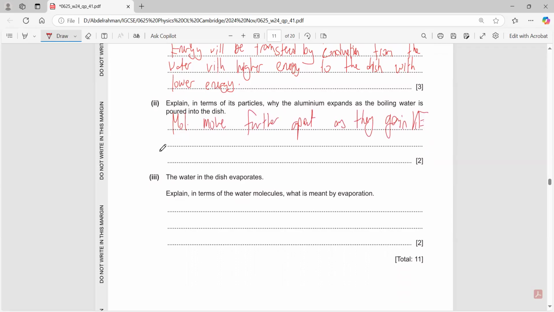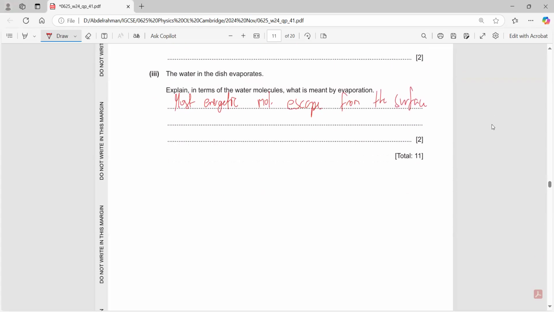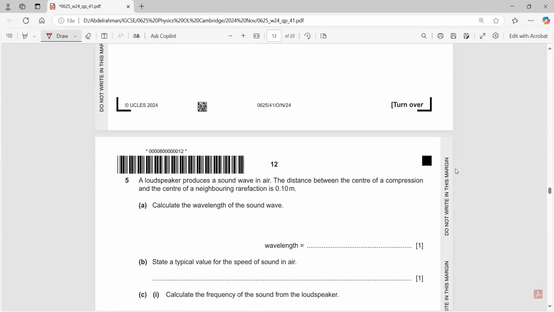The water in the dish evaporates. Explain in terms of water molecules what is meant by evaporation. Okay, this is easy. The most energetic molecules escape from the surface. You have to say that. You can say leaving behind the least energetic molecules, but that's if he asks why the temperature of the liquid decreases, or why there is a cooling effect.